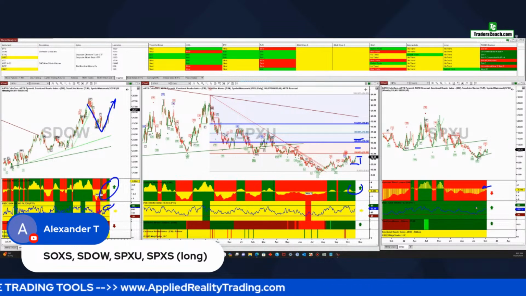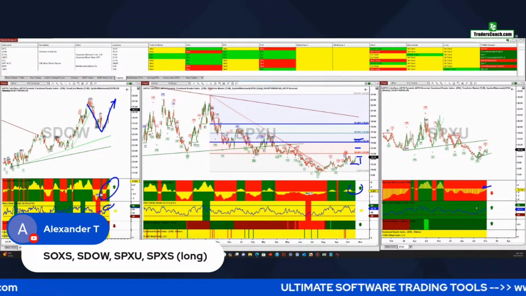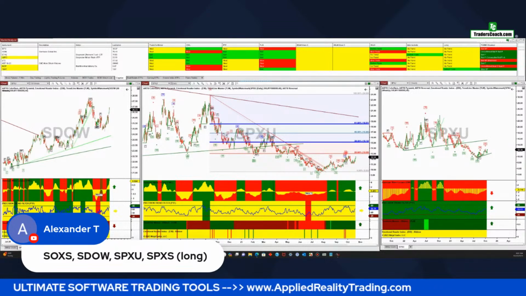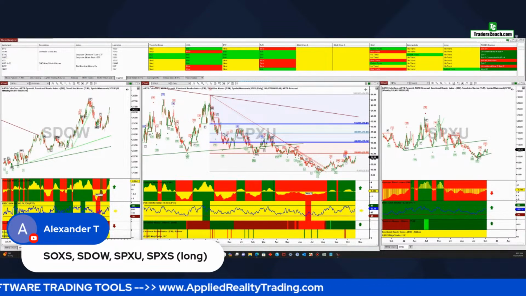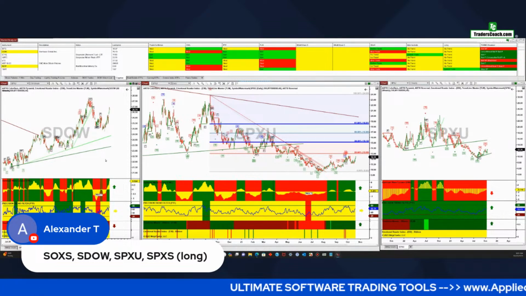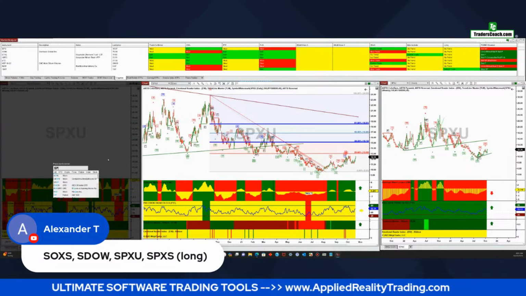Now, just a little bit of a warning. So now we've got the SOX, the S Dow, and the SPXU, all as recommended short term. So if you go into each one of those, you're taking more risk in one area. So be careful about that, okay? Maybe choose one that you like the best. All right, your next one is SPXS.